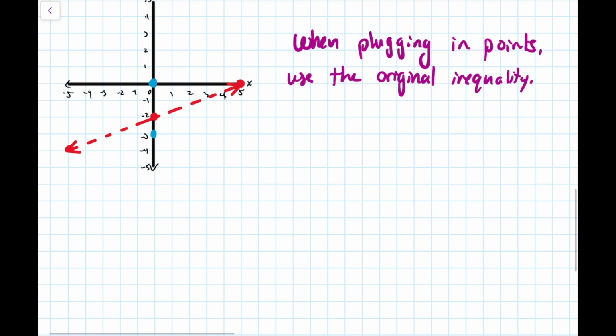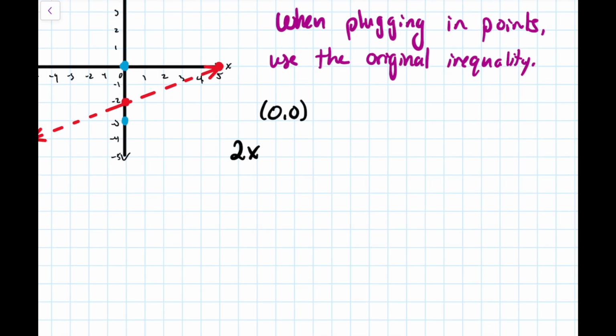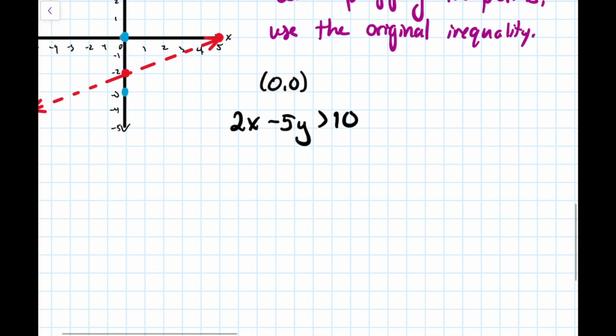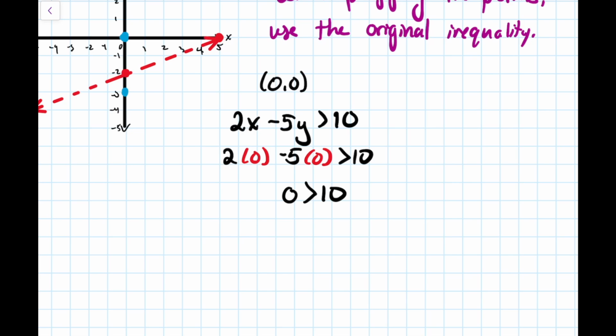All right, so for our first point of (0, 0), our original inequality, remember, was 2x minus 5y is greater than 10. So if I plug in (0, 0), I've got 2 times 0 minus 5 times 0 is greater than 10. Which is going to get me a whole bunch of stuff that cancels out. So I've got 0 is greater than 10, which, hey, it's not.